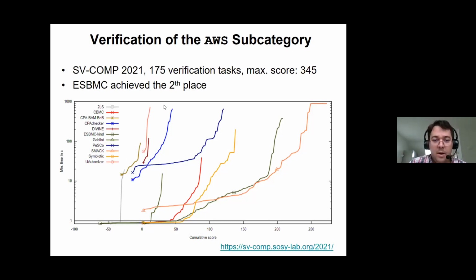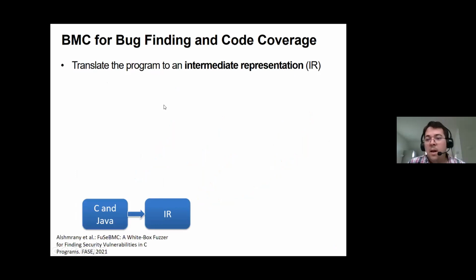Okay, good. So that's about verification, right? About SV-COMP. I'd like to tell you, I have more, I think, 50 minutes here. I'd like to tell you a little bit more about what you do in terms of software testing, which is also another important area. So you also use BMC for bug finding and code coverage.